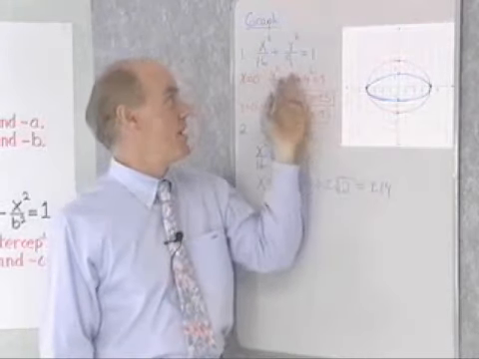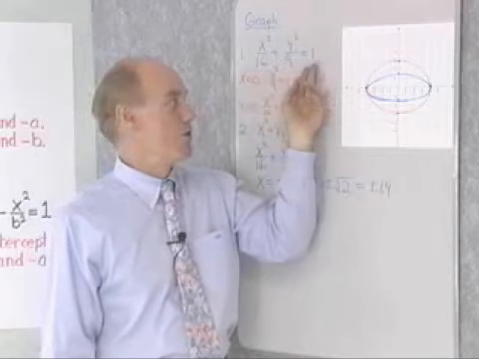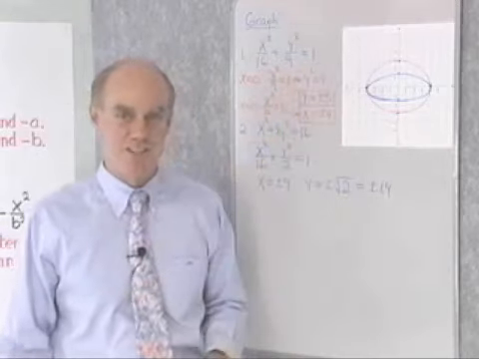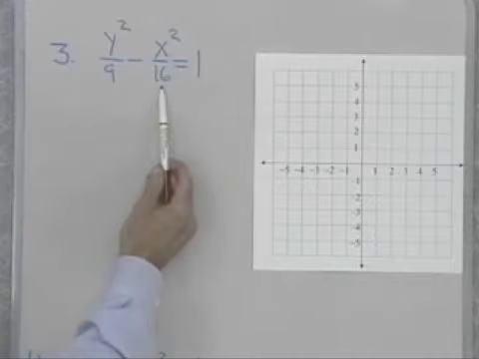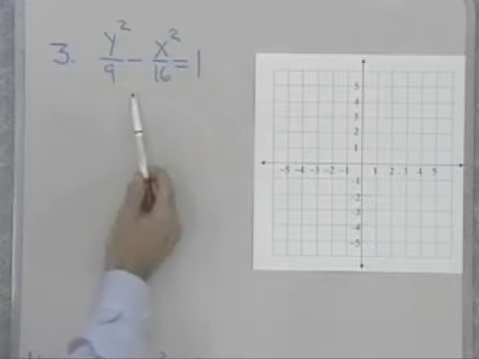The red graph is the graph of x squared over 16 plus y squared over 9 is equal to 1. Let's look at our next example. Now the next problem I want to graph here is y squared over 9 minus x squared over 16 equal 1. This is the equation of a hyperbola.